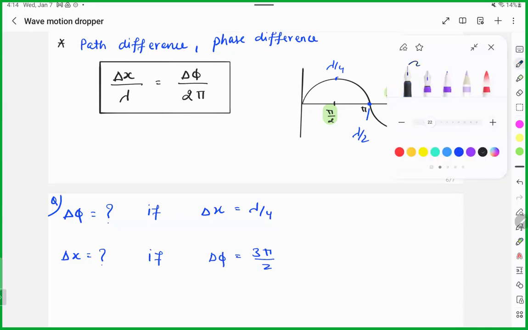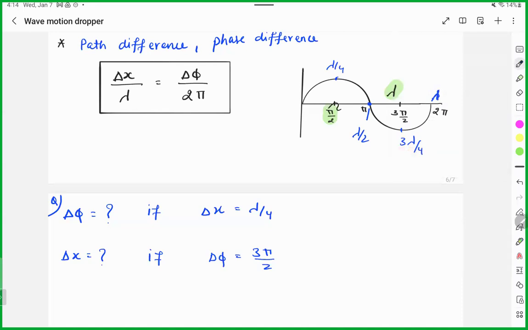This is the logical way, Anvita. At 90-degree angle, you have 1/4 wave. At 180-degree angle, half wave. At 270-degree angle, three-fourth wave, and at one complete wave, the angle will be 2 pi.